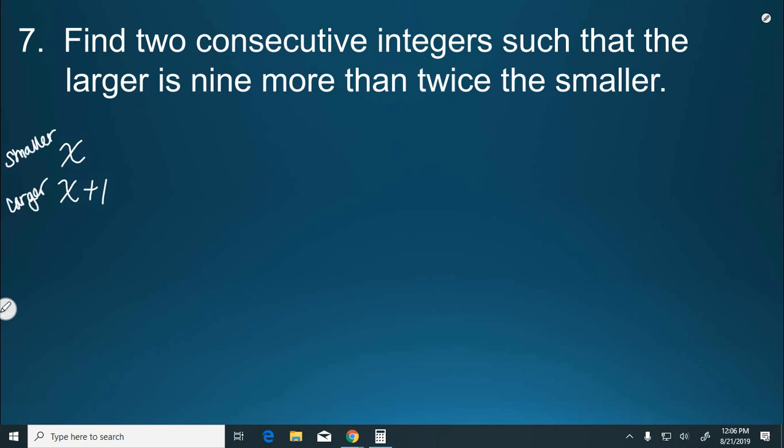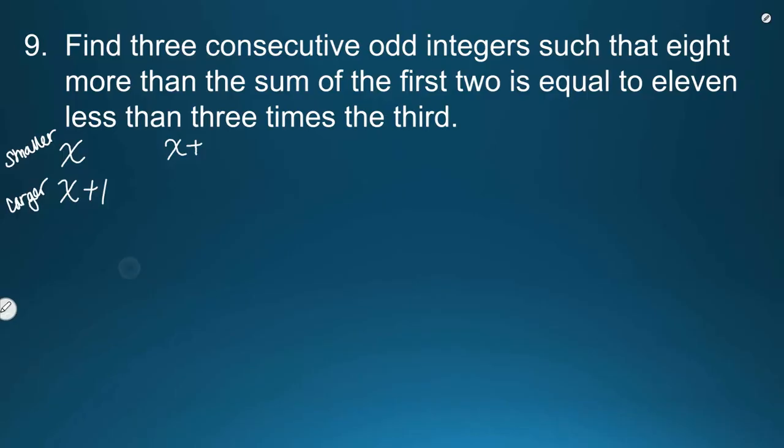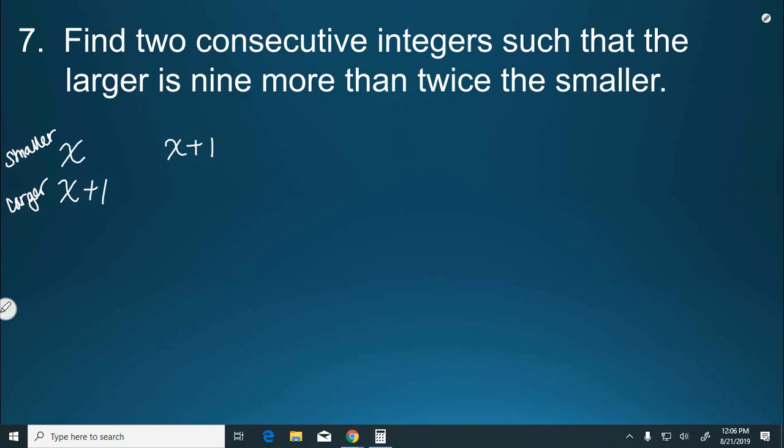So now I want to think about this some more. Find two consecutive integers such that the larger, so the larger is x plus 1, is, that's where my equal sign is, 9 more than twice the smaller. 9 more than twice x would be 2x plus 9. That gets a lot more challenging. Now I have what looks like a simple equation. We use the same procedure that we've been doing. I have 2x and x. I want to subtract x from both sides.